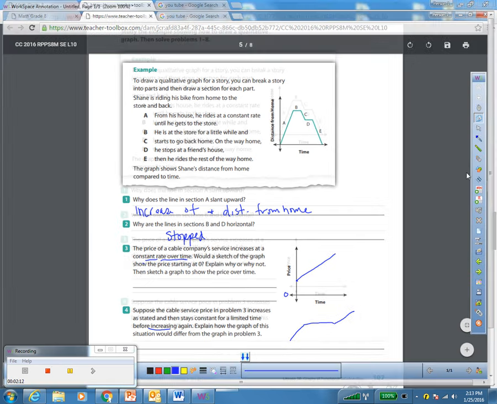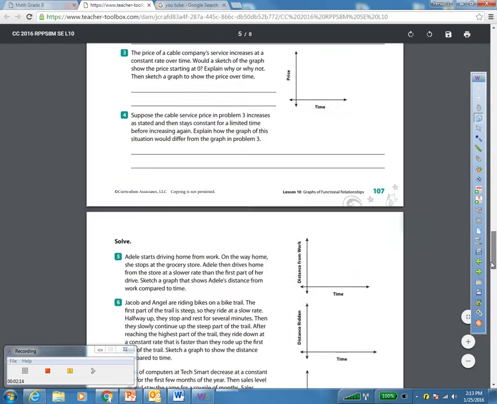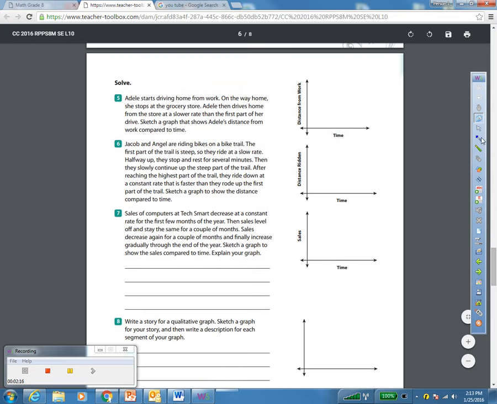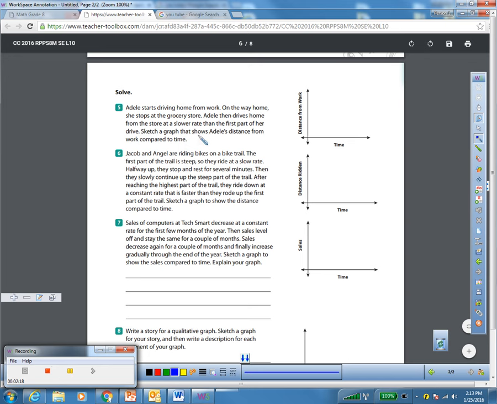Okay, I'm going to go ahead and scroll here to our next page. We've got a few more graphs to draw here. Adele starts driving home from work. On the way home, she stops at the grocery store. Be careful here. This is distance from home, okay? It says she starts driving home from work. On the way home, she stops at a grocery store. Okay, excuse me, distance from work here.